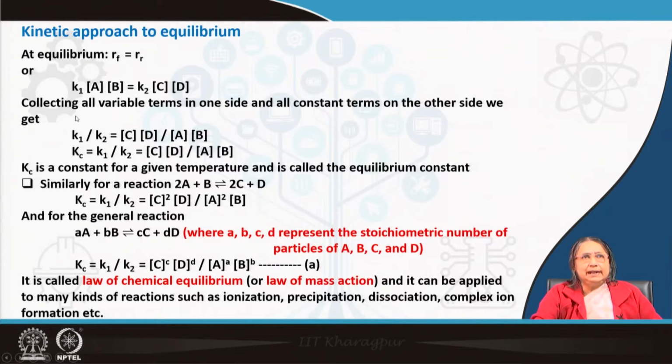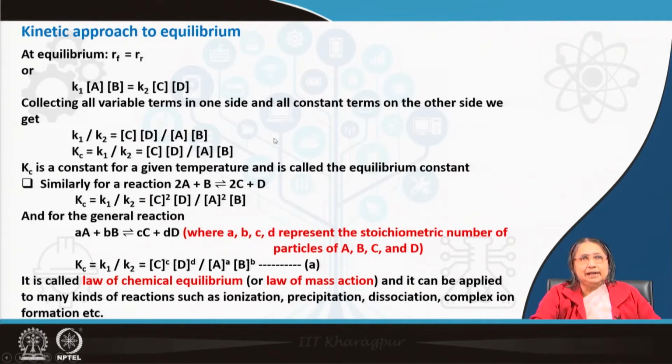Now, collecting all variable terms on one side and all constant terms on the other side, K1 by K2, which is another constant that can be represented by Kc or K, is nothing but concentration of C into concentration of D by concentration of A into concentration of B. This capital K is called the equilibrium constant. So, this is the most simple case.